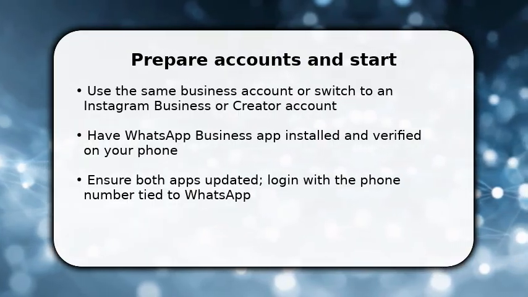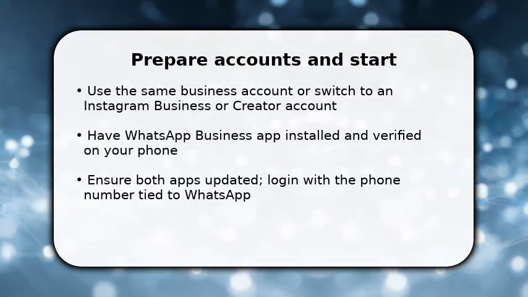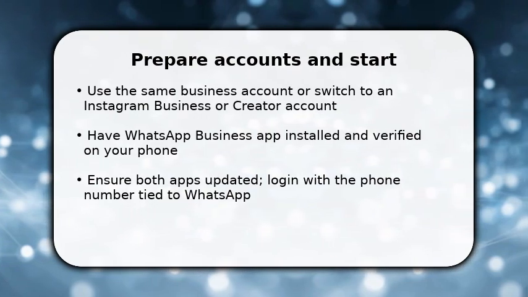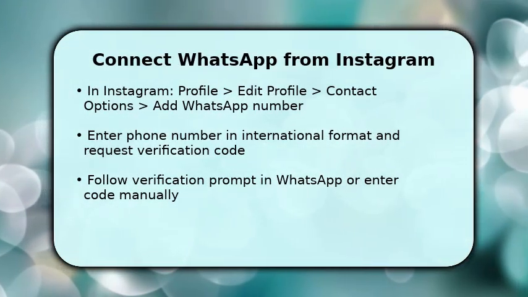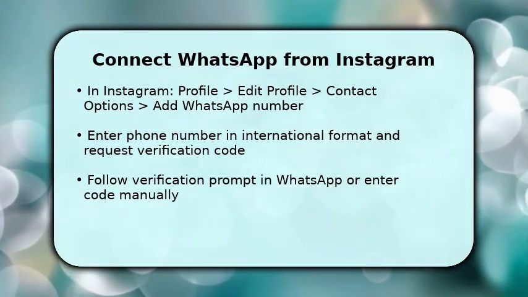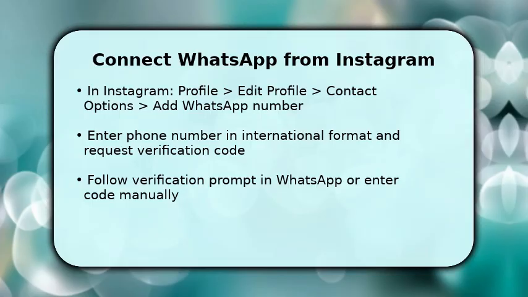Make sure both apps are updated to the latest version because missing features often cause the link option to be hidden. Now proceed to connect from Instagram's contact options. You will now add WhatsApp as a contact method inside Instagram. Go to Profile, Edit Profile, then Contact Options and choose Add WhatsApp Number.